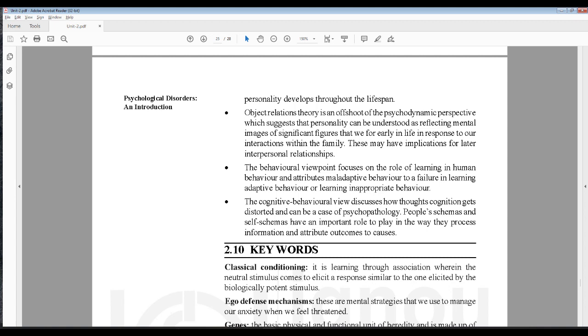The behavioral viewpoint focuses on the role of learning in human behavior and attributes maladaptive behavior to a failure in learning adaptive behavior or learning inappropriate behavior. The cognitive behavioral view discusses how thoughts and cognition get distorted and can be a cause of psychopathology. People's schemas and self-schemas have an important role to play in the way they process information and attribute outcomes to causes.